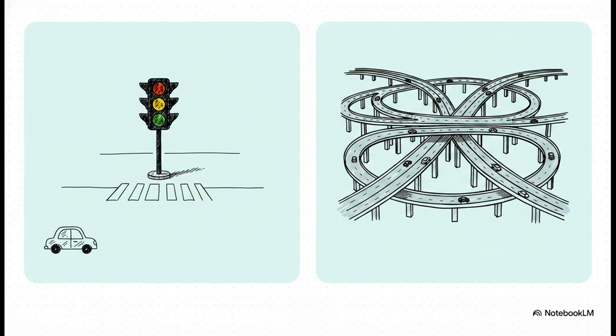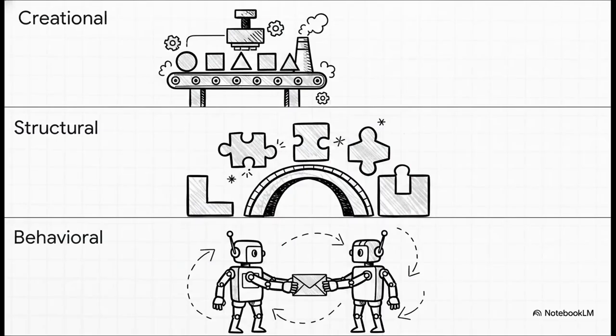On the complete opposite end, you have architectural patterns. These are massive, universal, and dictate the structure of your entire application. That's more like designing a sprawling, multi-level highway interchange with underground passages to handle tens of thousands of cars a day. Beyond just the scale, developers also group them by their core intent. This breaks the whole toolkit down into 3 easy-to-understand buckets.